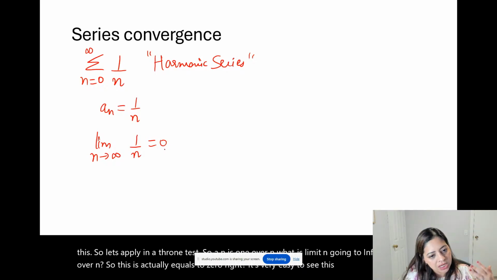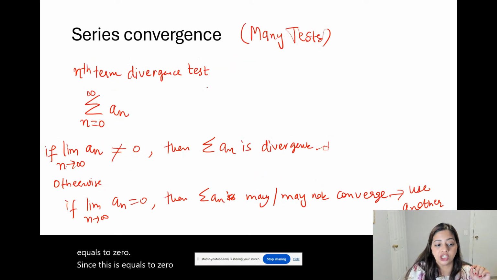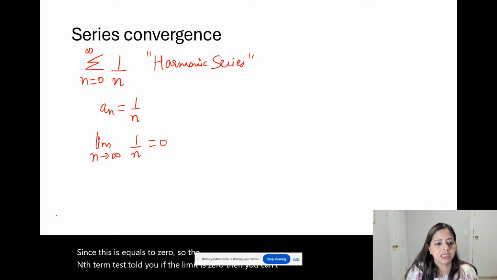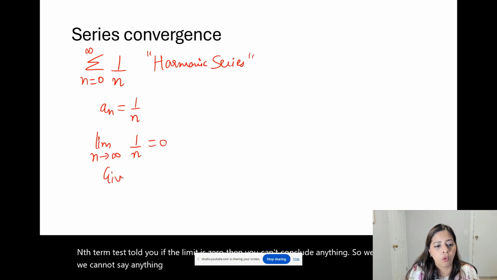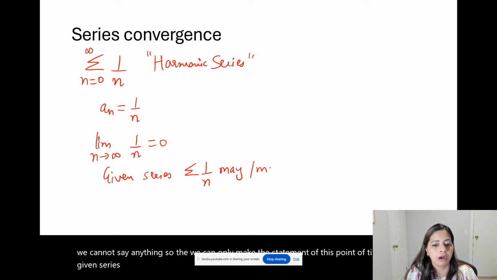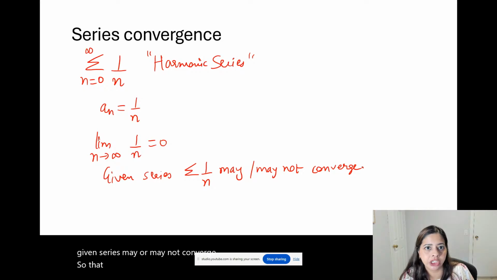equal to 0. Since this is equal to 0, see, the nth term test told you if the limit is 0, then you can't conclude anything. So we cannot say anything. We can only make this statement at this point of time that the given series may or may not converge. So that means we need more tests to answer this question. So that's why I'm going to introduce another test now.